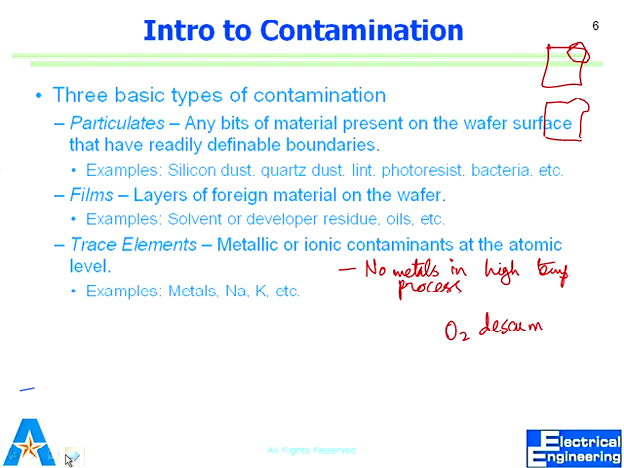Layers of foreign materials, the films, those are the chemicals that might leave some traces behind. Where can oil come from? Hands, right? So we always have secretions.